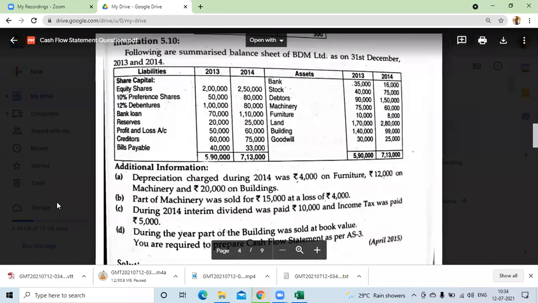Suppose I'm asking you, bank loan is given on the liability side. So which activity? Financing, ma'am. Very good, because it is borrowed funds, taken from someone. Bank loan taken and bank loan repaid. There are only two options.